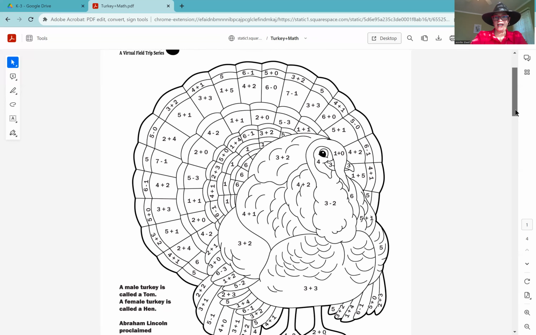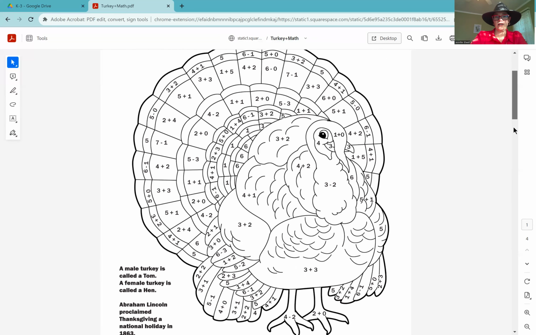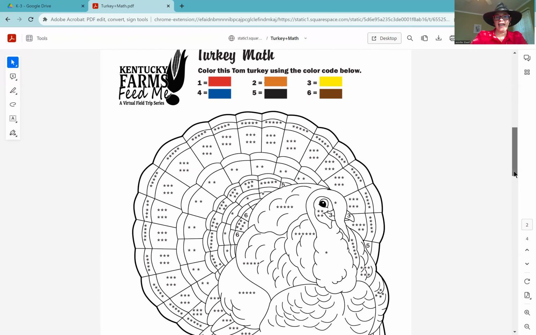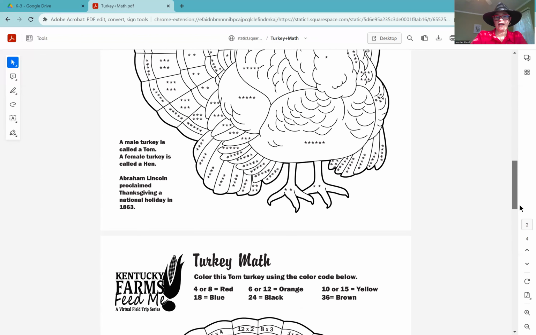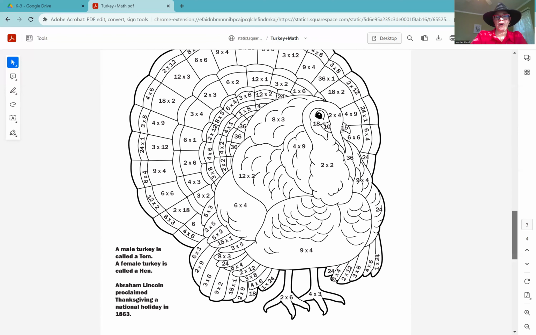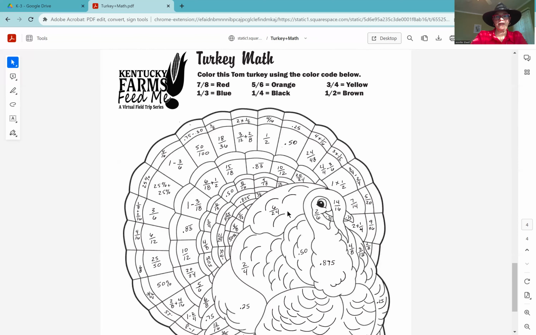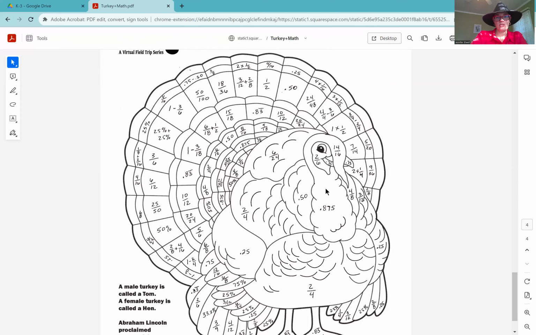So this first one is simple addition and subtraction problems, and they just use the guide and color in the right color. If they're only counting, they can count the little stars and color the correct color. Here's one for multiplication. And then the one I just added is simplifying fractions. So they can find either decimals or percentages or different versions of fractions.